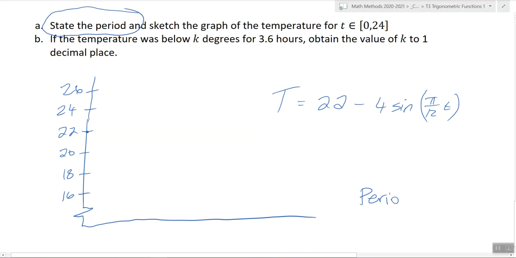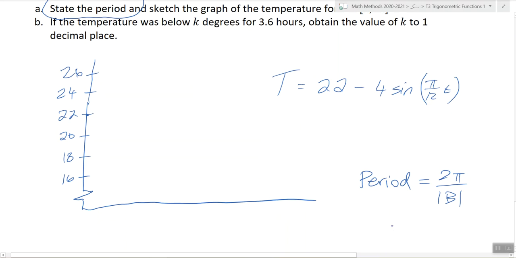Anyone remember the formula? 2 pi over the absolute value of B. B is the number in front of the t. Do you remember that? If not, I have reminded you. So the number in front of t is that, so it repeats every 24 hours. Now you can do your own functions for time around the world.